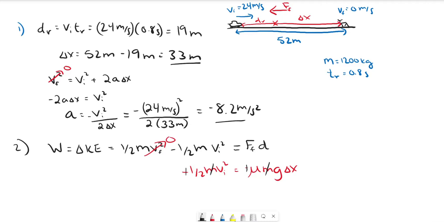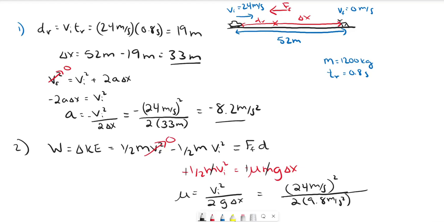So now we can just solve for mu, the coefficient of kinetic friction. That's just going to be v initial squared divided by 2 times g times delta x. Let's go ahead and plug in these values: 24 squared over 2 times g, which is of course 9.8 meters per second squared, times the 33 meters. And that gives us a coefficient of friction of 0.84.